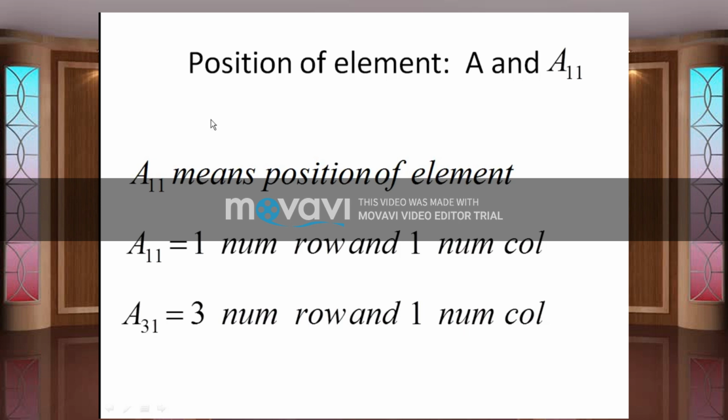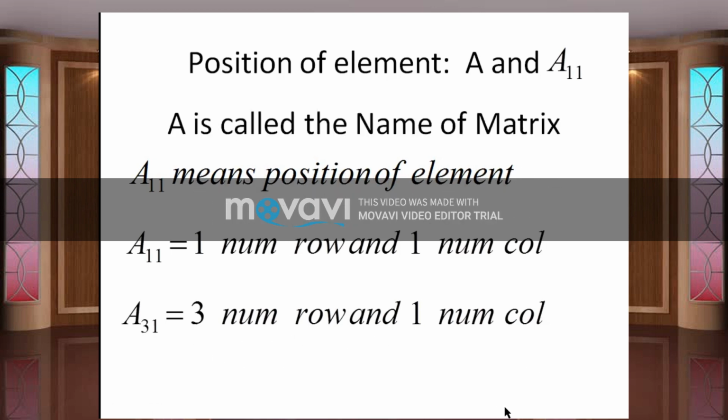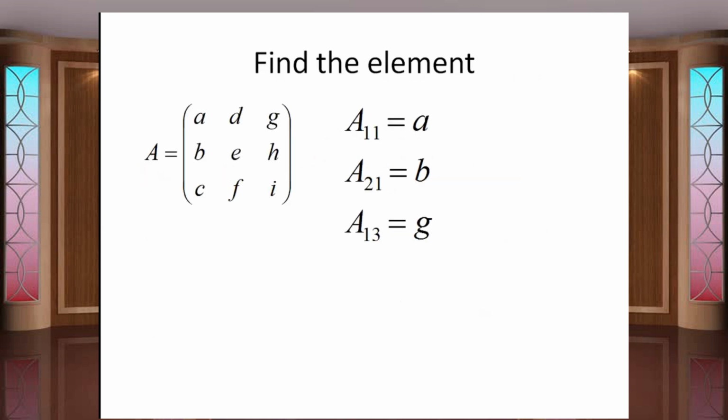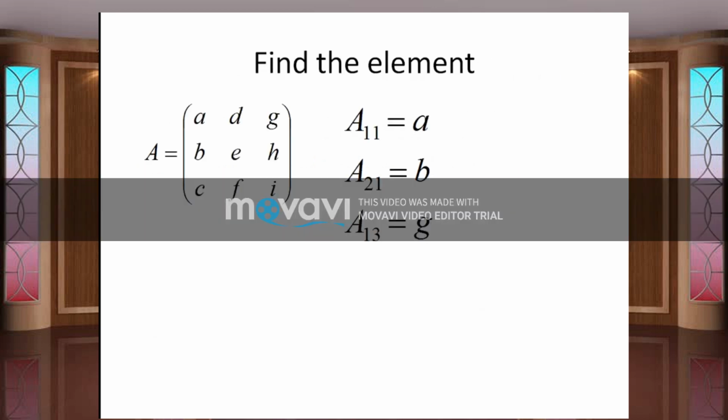Okay, now go for the next. Here it is written that this one is the name of matrices and it came later, no problem. Okay, now I'm going to find the elements. Suppose that A equals A, B, C, D, E, F, and just I wrote here A, B, C, D.